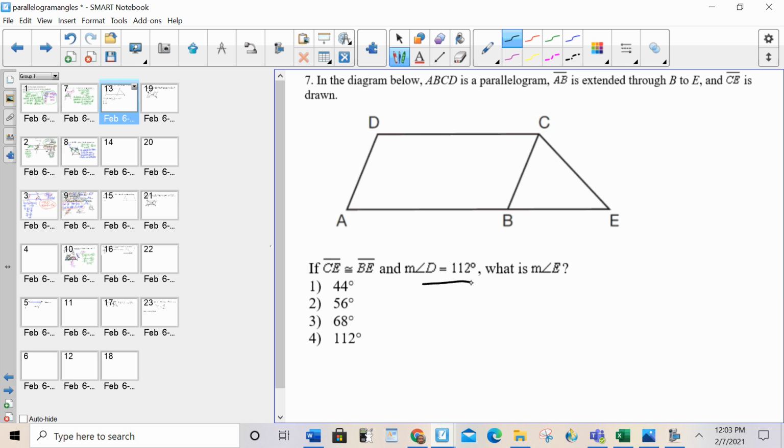I got D is 112. It's telling me that it's a parallelogram. So I want you to start with that. I want you to try on your own right now. Take about 10 seconds. If ABCD is a parallelogram and angle D is 112, I want you to fill something else in. Take about 10 seconds to do that.